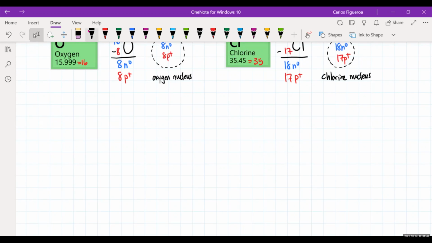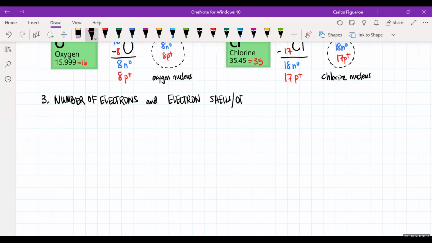would be the number of electrons. So here we go, 3. So now we need the number of electrons and electron shells/orbitals. Now remember, orbitals are equivalent in language. I don't like the word orbital, but that's okay.